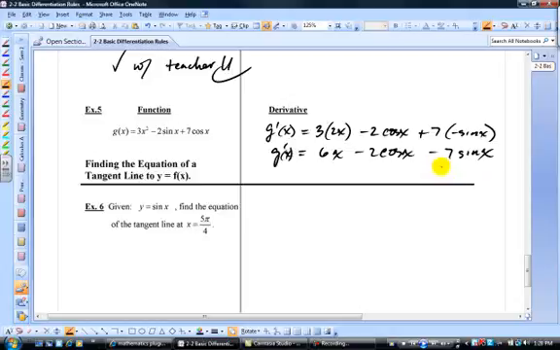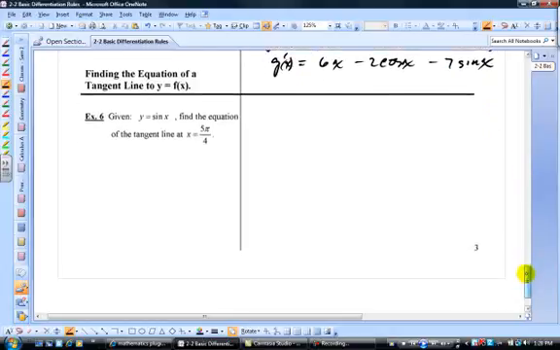This represents the slope of the tangent line at any point. Okay. And lastly, what we need to do is find the equation of the tangent line. The equation here. And because of that, I need the slope and a point. Okay, so the slope first.